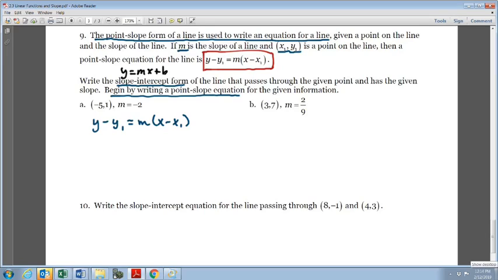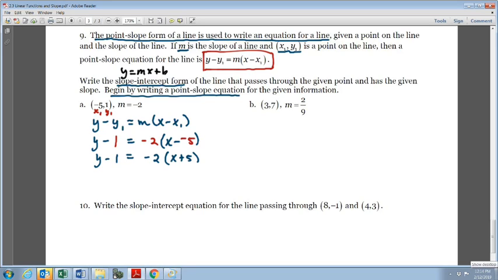Now notice our point, we call it x sub 1, y sub 1, is negative 5, 1, and our slope is negative 2. So it's y minus y1, which is the y value of our point, equals the slope, which is negative 2, times x minus the x value of our point. In this case, that would be negative 5. Notice we are subtracting a negative there. So the first thing I want to do is get rid of that minus and negative.